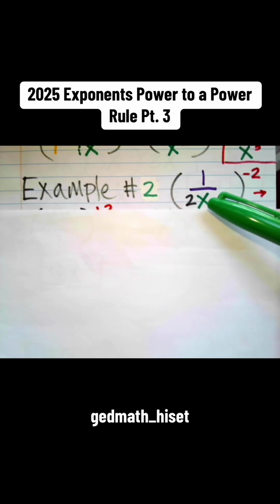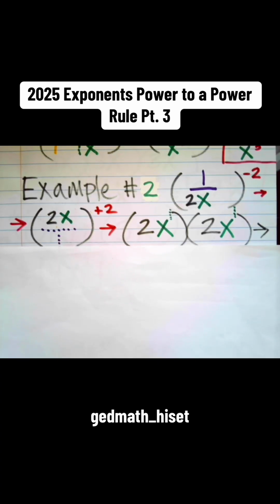I have 1 over 2 times x raised to the power of a negative 2. So in order to change this negative to positive, the rule is, and I will create a video later that specifically goes over this rule, you want to flip this fraction. So 2x will be the numerator and 1 will be the new denominator. That will change that negative 2 into a positive 2, and you can see that here.